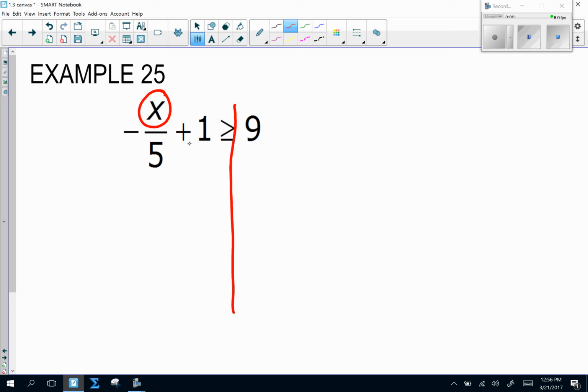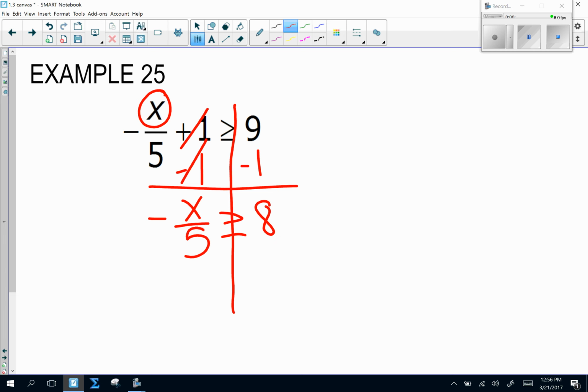So I have a plus 1. I have to subtract 1, so I have to do the opposite. Whatever I do to one side, I do to the other side. Those cancel out, and I have negative x over 5 is greater than or equal to 9 minus 1, which is 8. Now I have a fraction.